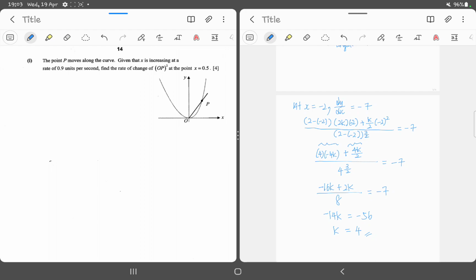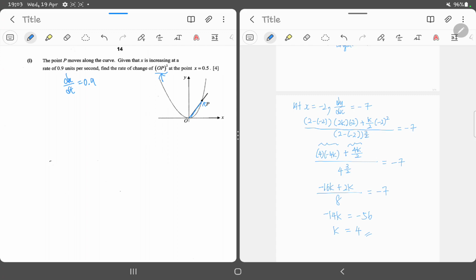the point P moves along the curve as seen over here. Now given that x is increasing at a rate of 0.9 units per second, which means that dx/dt equals to 0.9, find the rate of change of OP square at the point x equals to 0.5. So OP over here is actually the distance. They're talking about the distance OP over here.